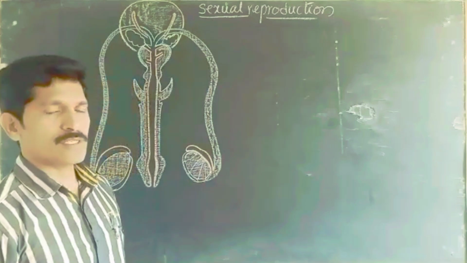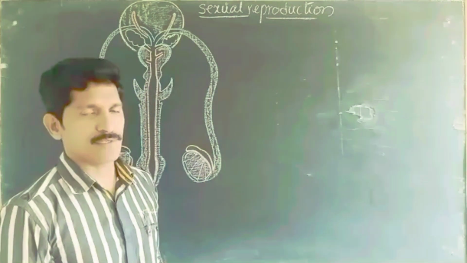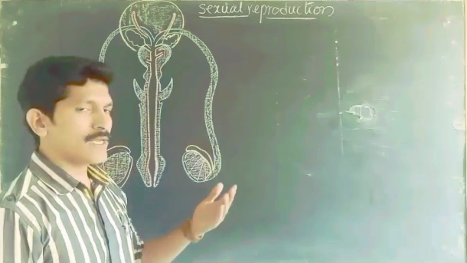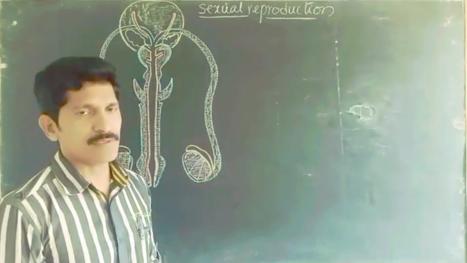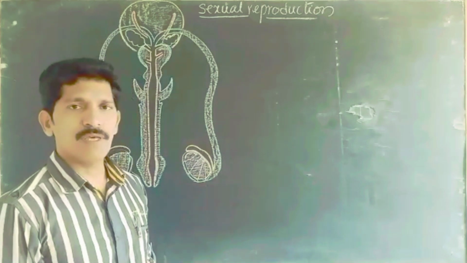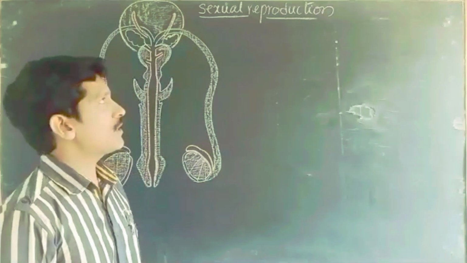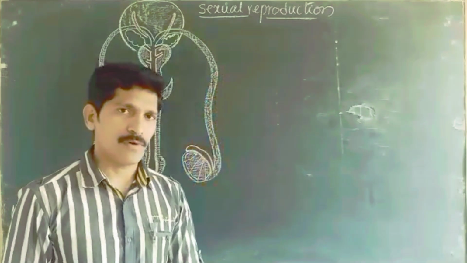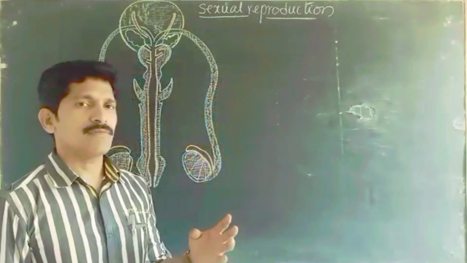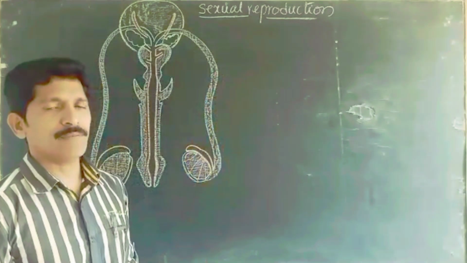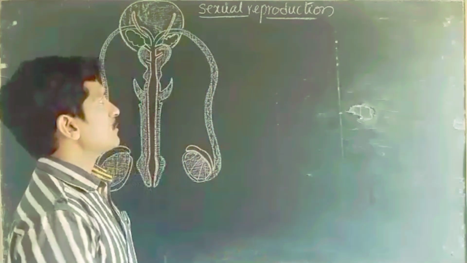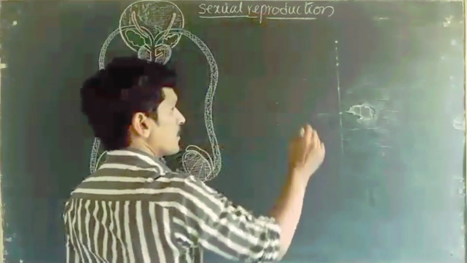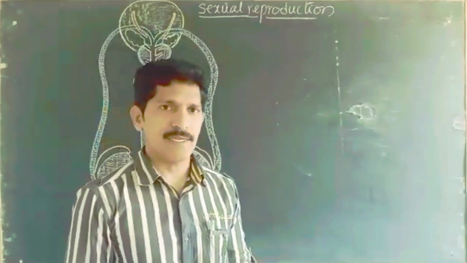This is a very common process that occurs in the higher organisms, right? The organisms produce young ones which resemble their parental organisms. This is what usually occurs in sexual reproduction. And this fertilization process is not common in all organisms. The fertilization process of sexual reproduction is internal or external.